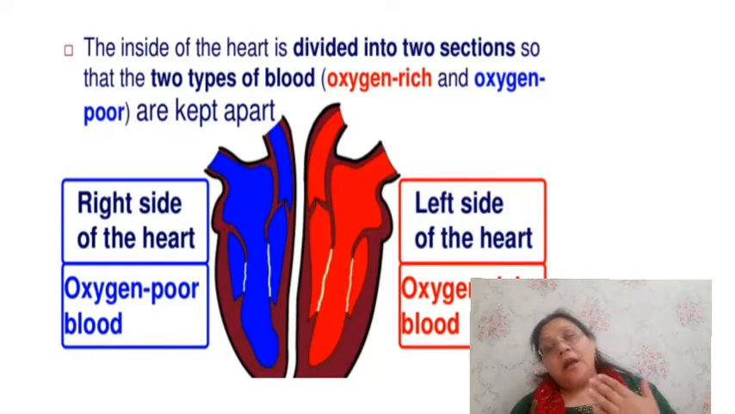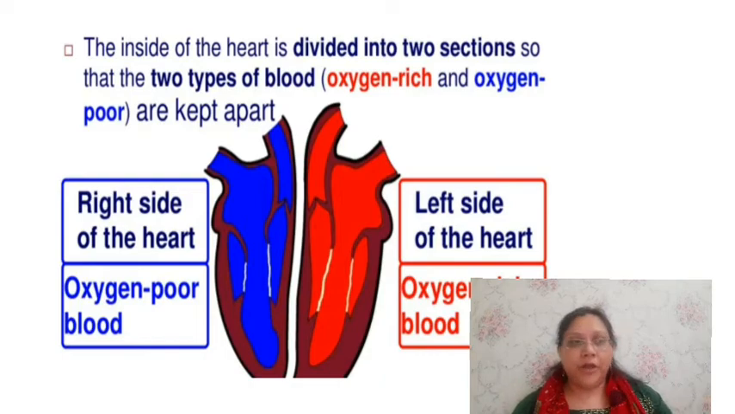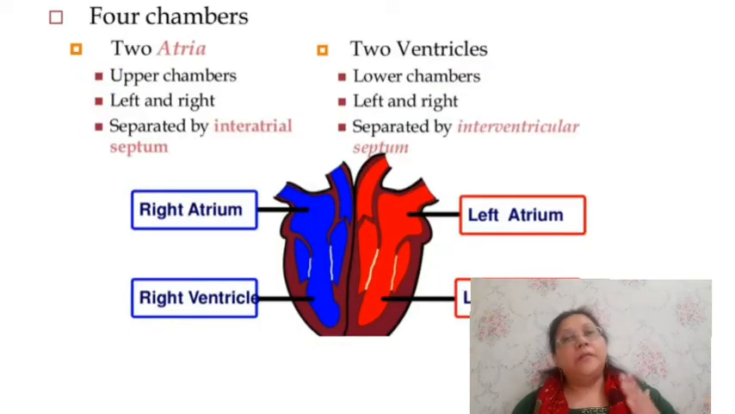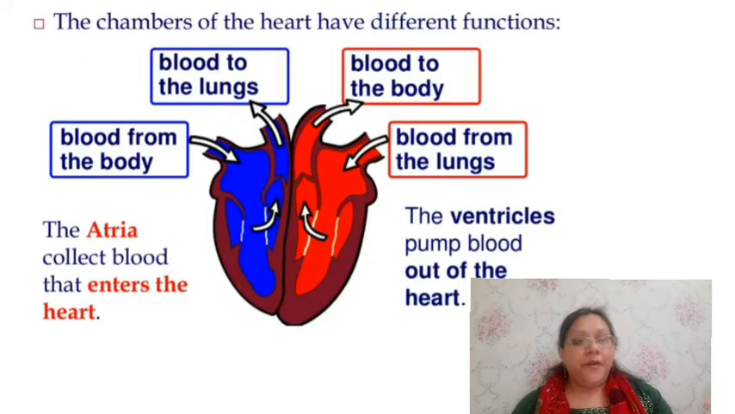Our heart is divided into four chambers: the right atrium, the right ventricle, the left atrium and the left ventricle. The two atria are separated by the interatrial septum, and the two ventricles are separated by the interventricular septum.